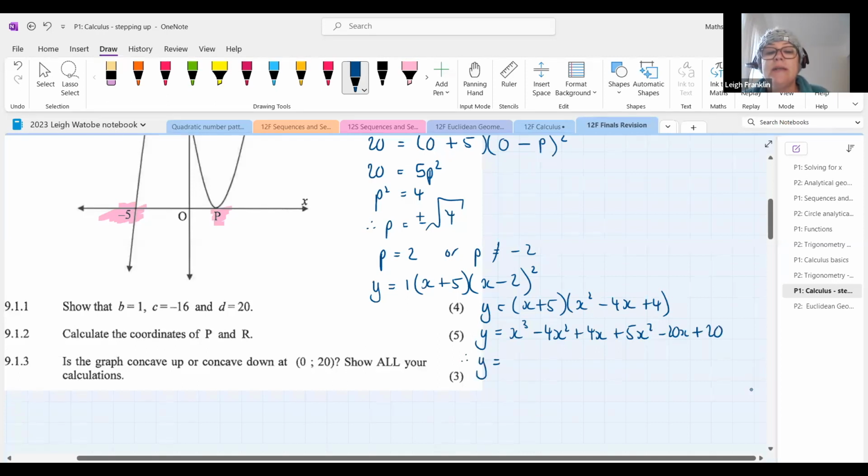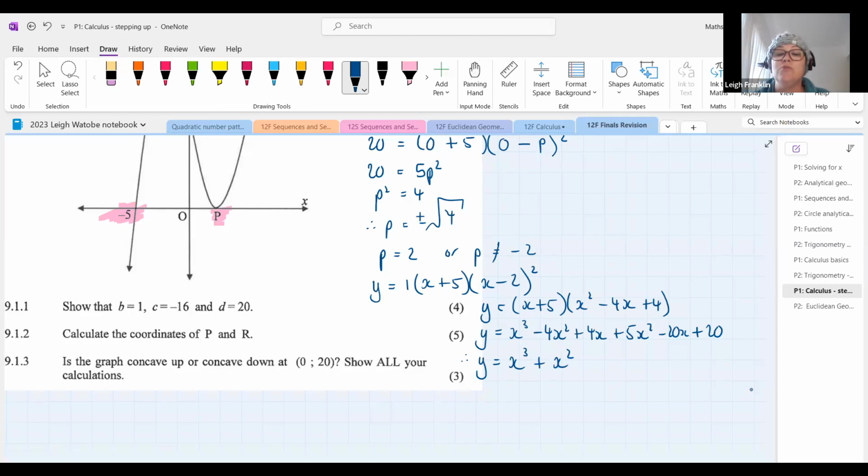Okay, so now collecting like terms together, our x cubed is going to remain unchanged. We've got minus 4x squared plus 5x squared, so that'll give us 1x squared. So there we go, our b is equal to 1. Plus 4x minus 20x gives us our minus 16x. And then we've got our 20. Okay, so therefore b is equal to 1, c is equal to negative 16, and d is equal to 20. All right, everybody happy with that? Are we all okay? Yes, good.